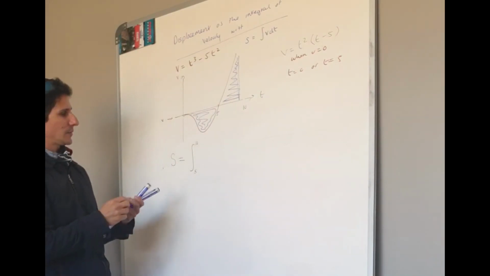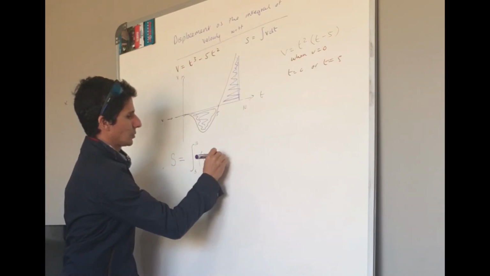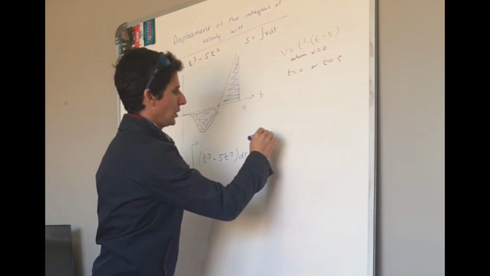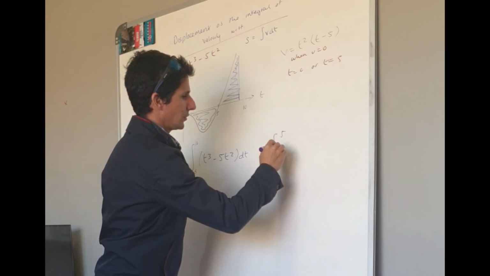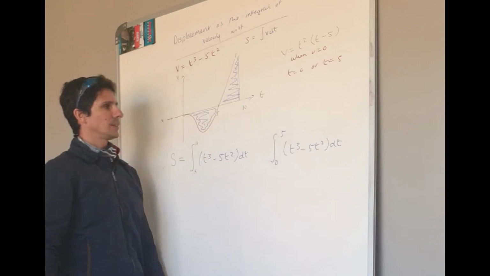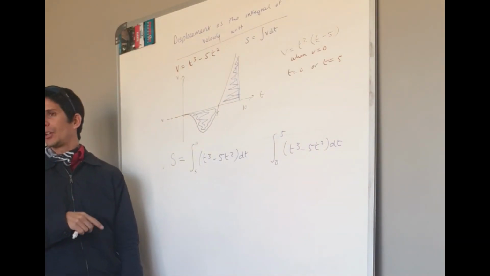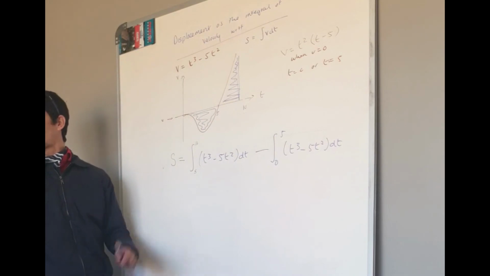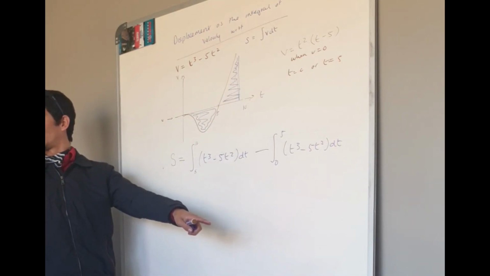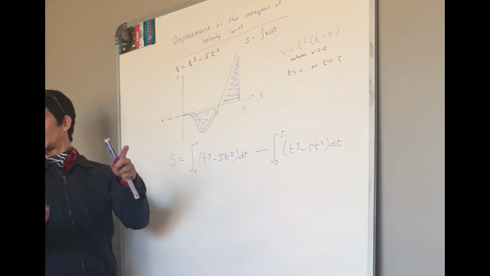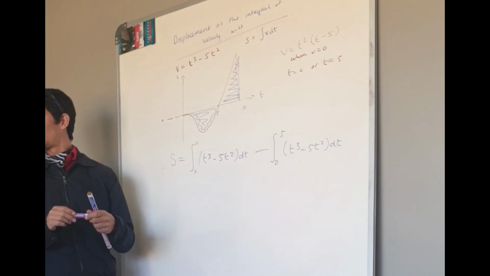Okay, and that's of t cubed minus 5t squared dt. The next integral is from 0 to 5. It's the same function. I know it's going to be negative, right? How can I make a negative number a positive number? Times by a negative. If I subtract the negative area, what will end up happening? You're going to get a double minus. What's a double minus? Plus.